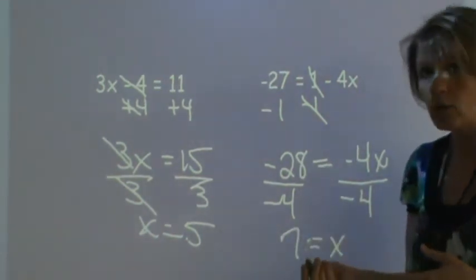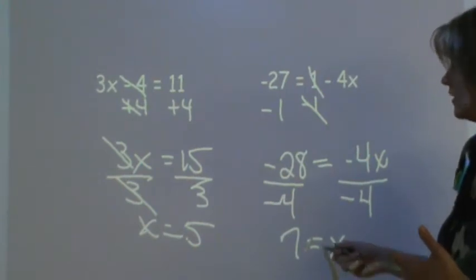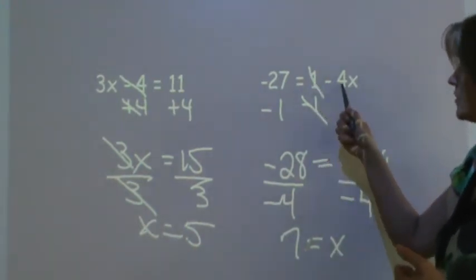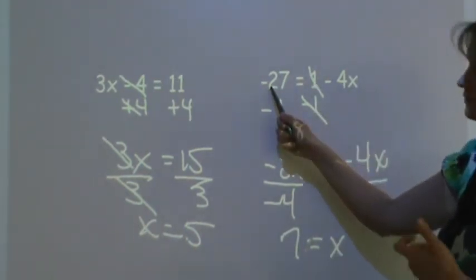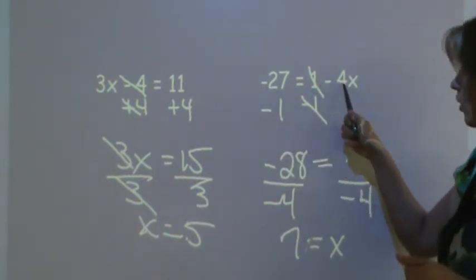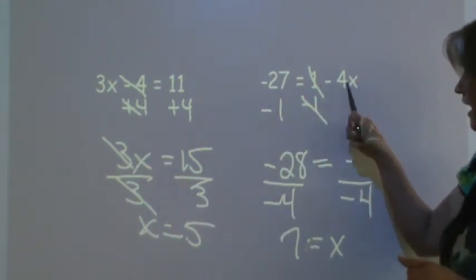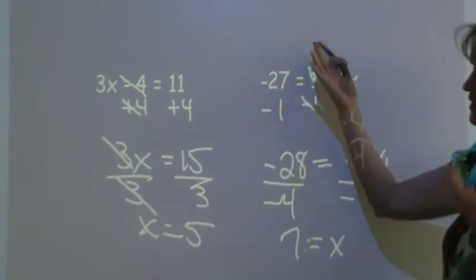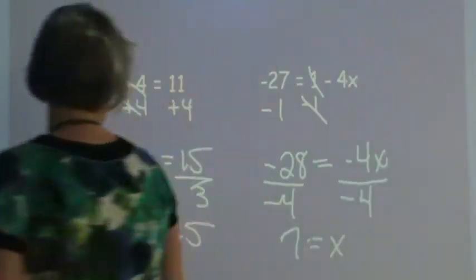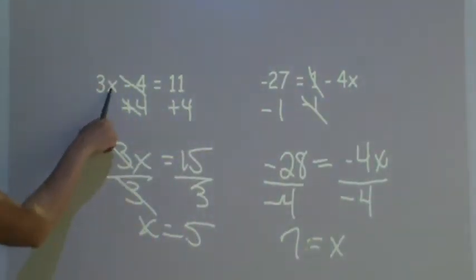Okay, and we can also check our work on this one as well. If x is 7, then we're saying 1 minus 4 times 7. 4 times 7 is 28. 1 minus 28 is negative 27. We know we're right. Over here, x is 5. 3 times 5 is 15. 15 minus 4 is 11. So we know we're right.